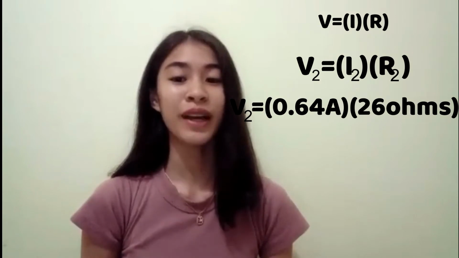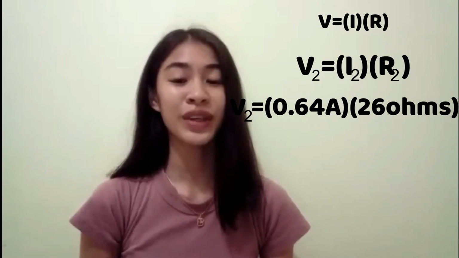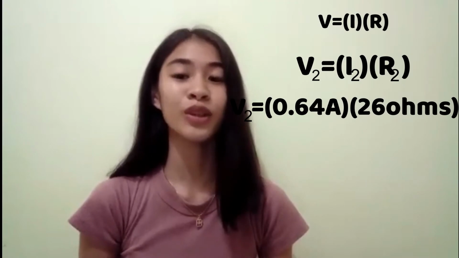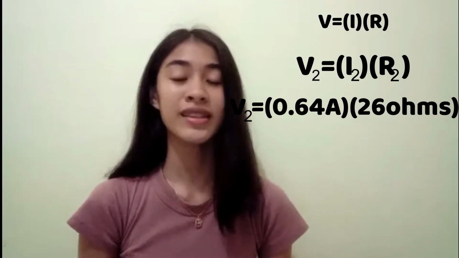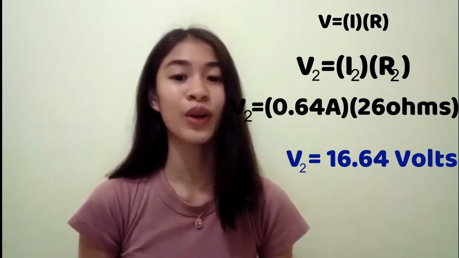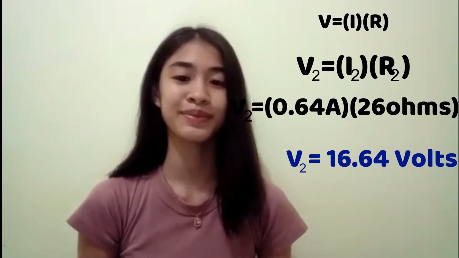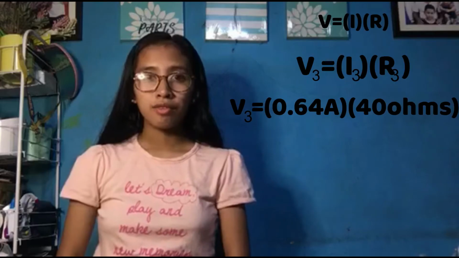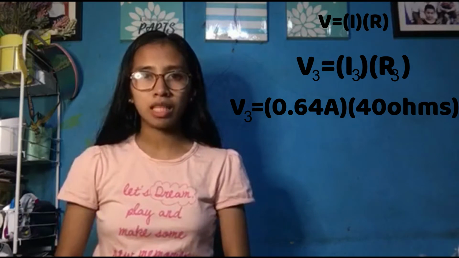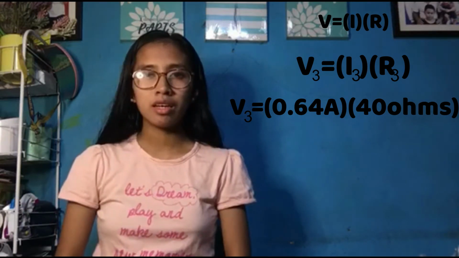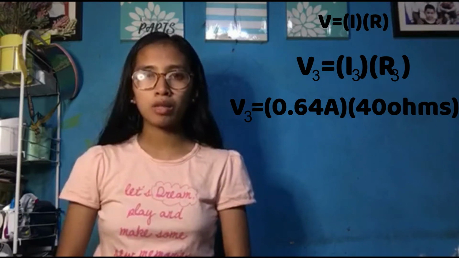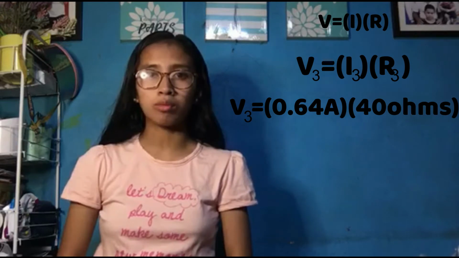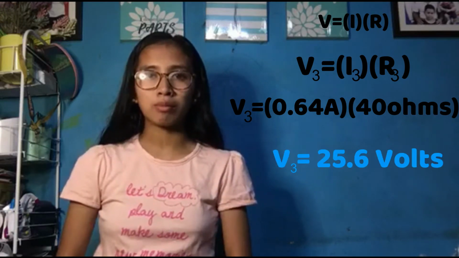V sub 2 is equal to I sub 2 multiplied by R sub 2, where I sub 2 is 0.64 ampere multiplied by R sub 2, which is 26 ohms. Therefore, the product, V sub 2, is 16.64 volts. V sub 3 is equal to I sub 3 multiplied by R sub 3, where I sub 3 is 0.64 ampere multiplied by R sub 3, which is 40 ohms. Therefore, the product, V sub 3, is 25.6 volts.